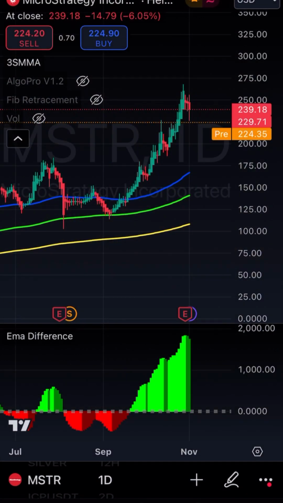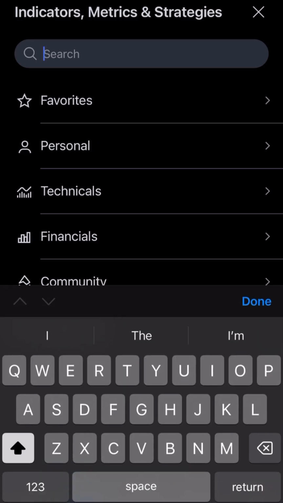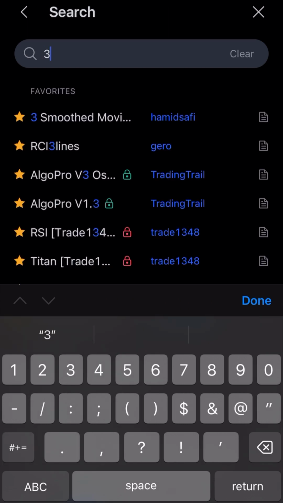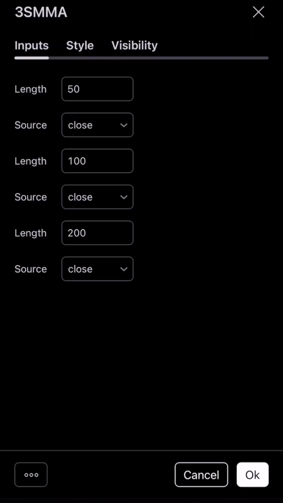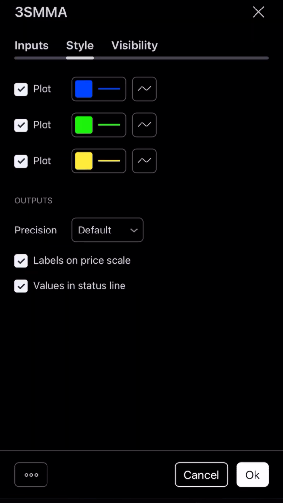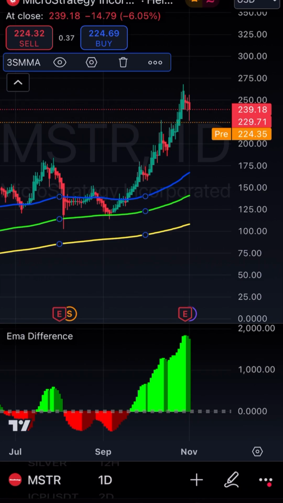Okay, so to get started here, we are going to be doing 2 sets of moving averages. For the first set, you need to go to your 3 smooth moving averages, click that, and then set it up to 50, 100, and 200 moving averages. Keep your colors pretty bright, and I have them all the way up. I also have them a little bit more thick, just so you can see the lines better. So the first set of moving averages here is the 50, 100, and the 200.